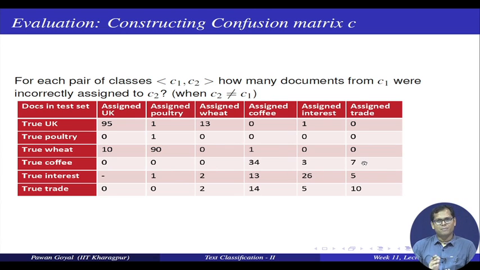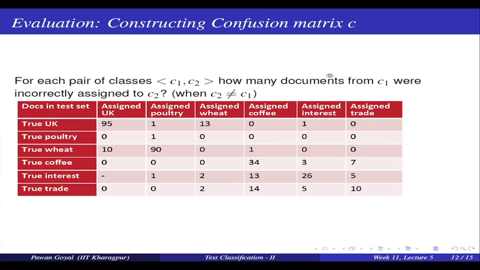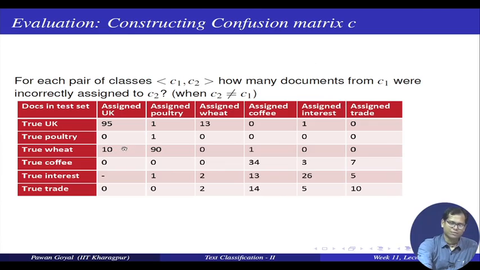So now from this confusion matrix, suppose I ask you a simple question like, how many documents in the test data did the classifier assign to class UK? You can simply add these: 95 plus 10, 105. How many did it assign to poultry? 1 plus 1, 2, 92, 93. And so on. How many documents actually belonged to class UK? For that you have to read the row corresponding to UK: 95, 96, 109, 110. 110 documents belong to class UK.